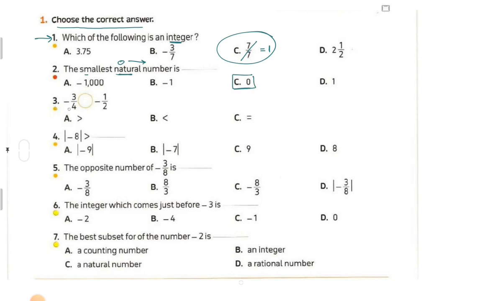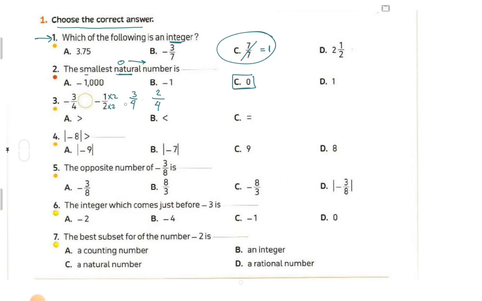Point 3. Negative 3 over 4 and negative half. Which one is the greater? Note that we have 3/4 and half. Let's change 2 to become 4. Why? To be able to compare between them. 2 to become 4, multiply 2 by 2 and 1 by 2, so as not to change the value of the fraction. 1 by 2 equals 2. So we have 3 over 4 and 2 over 4.